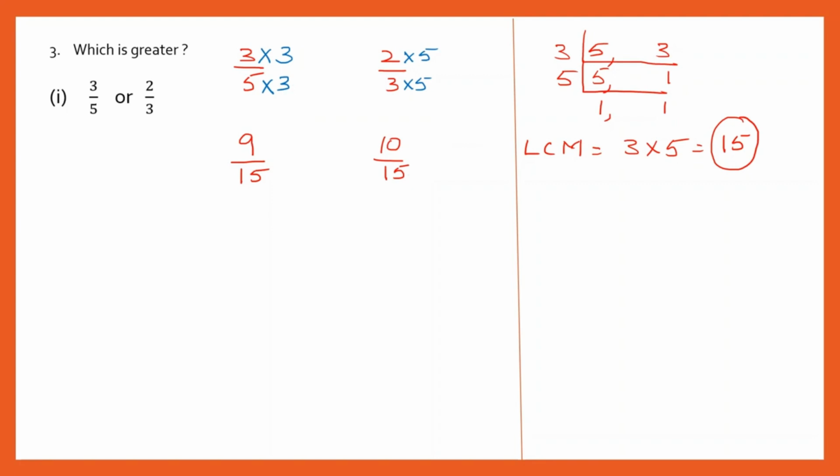Okay, now let's look at the two numerators, because now we have like fractions. So the greater numerator is the greater fraction. So 10 by 15 is the greater fraction, which is the second fraction here. So let's write our answer. 2 by 3 is greater.